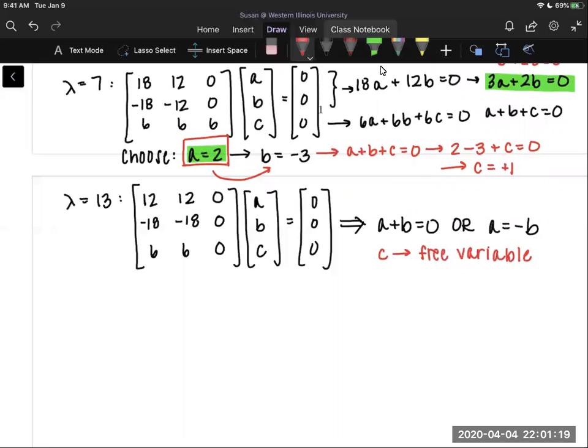The fact that C is a free variable is what's going to save us in this particular case, that we're going to be able to come up with two linearly independent eigenvectors because of that free variable.